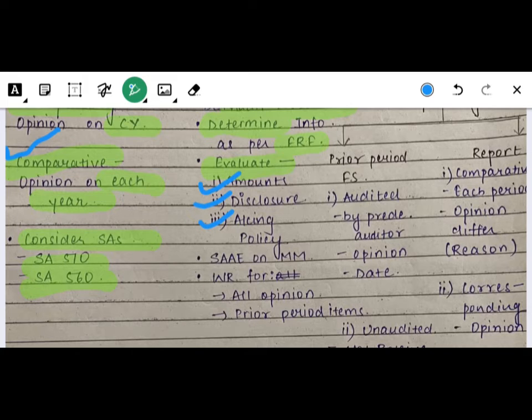I have written only keywords here so you can easily recall what the audit procedures points were and what the general points were. Here every point's keywords are included. I have not included the full text. Then what is the difference between the module and the charts? Okay.